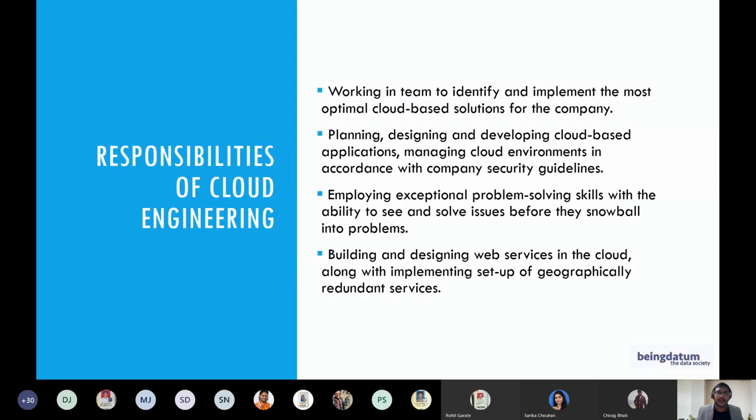And it is not just one technology, because it is a combination of multiple technologies, where you learn about databases, servers, storage, computing, serverless applications, and different kinds of languages. I will not go much into the responsibilities of cloud engineering, because we are discussing them one by one.